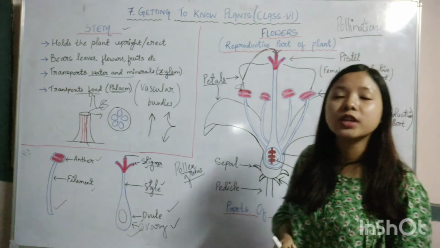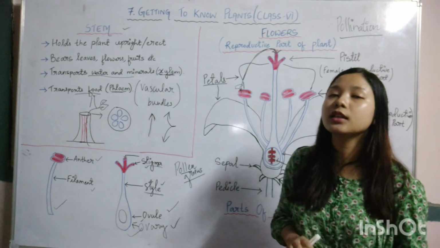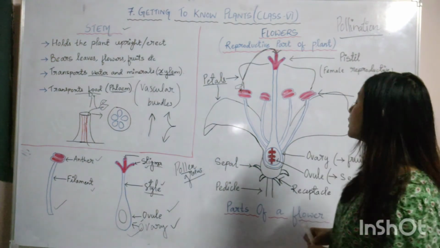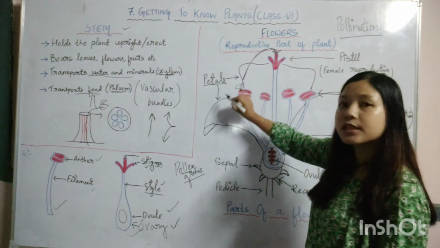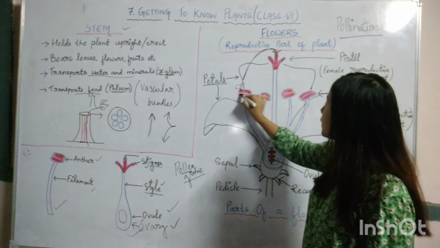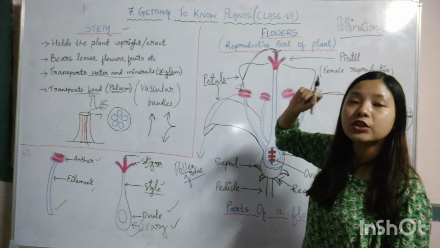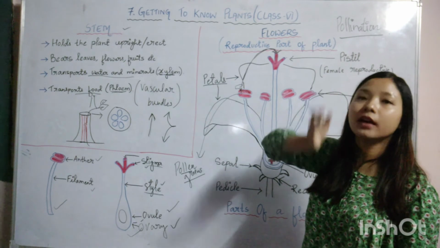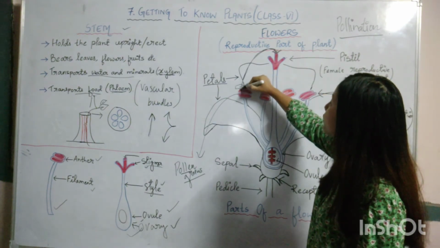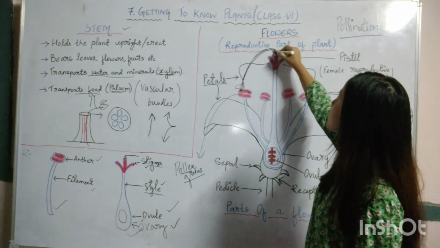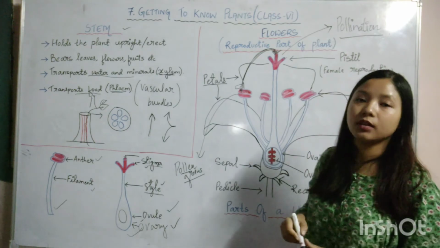Pollination can be of two types, self-pollination and cross-pollination. This you will study in detail when you reach class 7. But for now, just remember that the anther contains pollen grains and the stigma is sticky in nature. Insects like honeybees and wasps help in the transfer of pollen from the anther to the stigma, and this process is known as pollination.